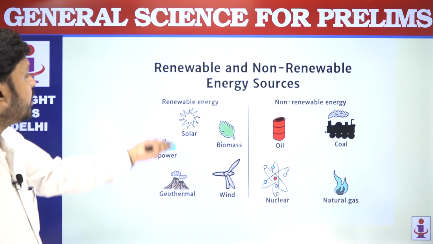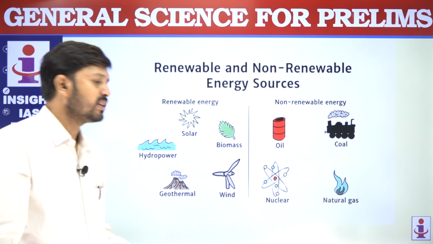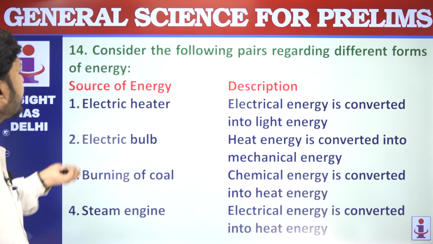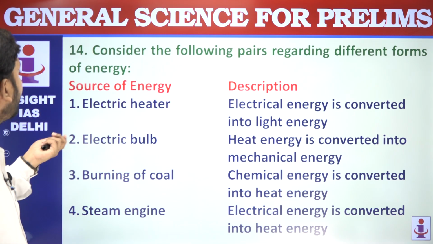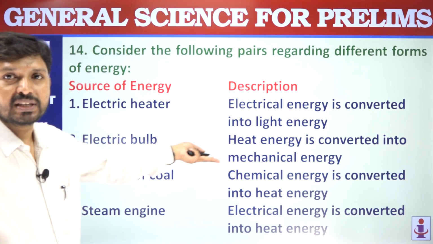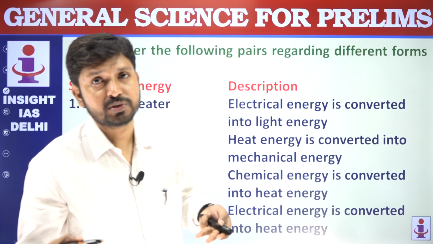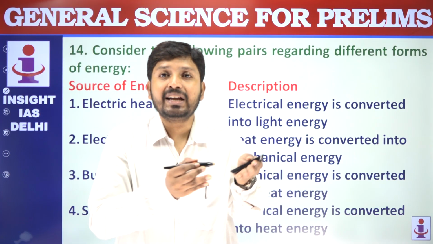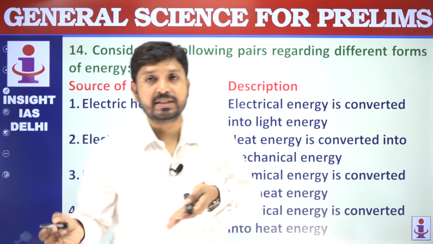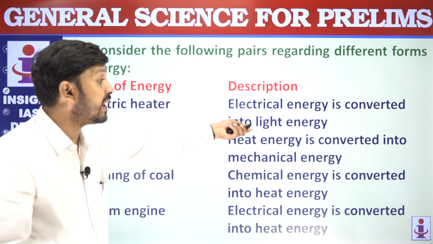So this is the renewable and non-renewable. Renewable means unlimited source. These are non-renewable, oil, coal, everything will come under this one. Consider the following pairs regarding different forms of energy. They have given some source of energy and some description. Let's see which ones are matching correctly. Electrical heater. Whatever electrical heater we use in our homes, electrical energy is converted into heat energy so that it will heat the water or whatever it might be. Here they have given electrical energy converted into light energy.